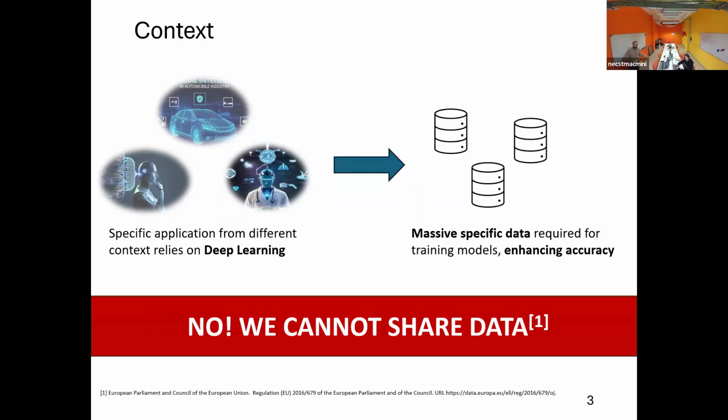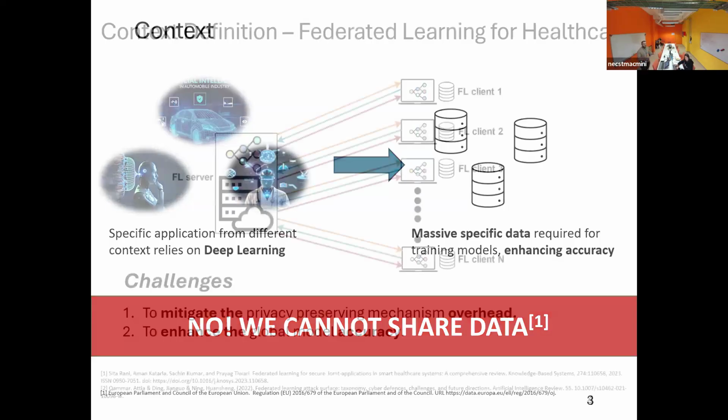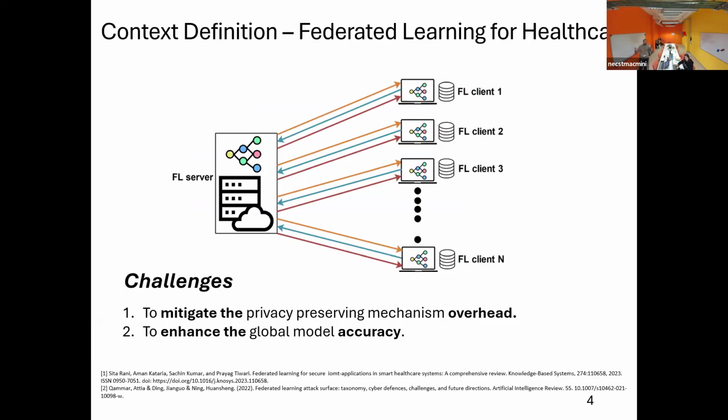To answer this problem, the literature proposes federated learning in general for healthcare in my research, but also in other kinds of applications. Federated learning allows to share information about models instead of sharing the information about people, instead of sharing raw data. This has obviously huge benefits, but also comes with interesting problems.